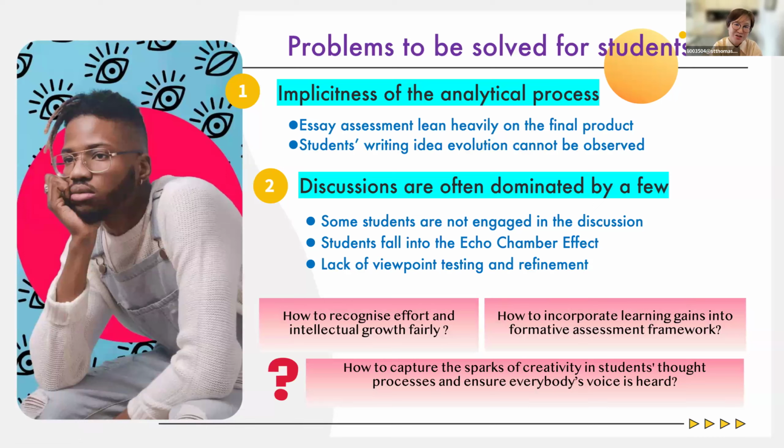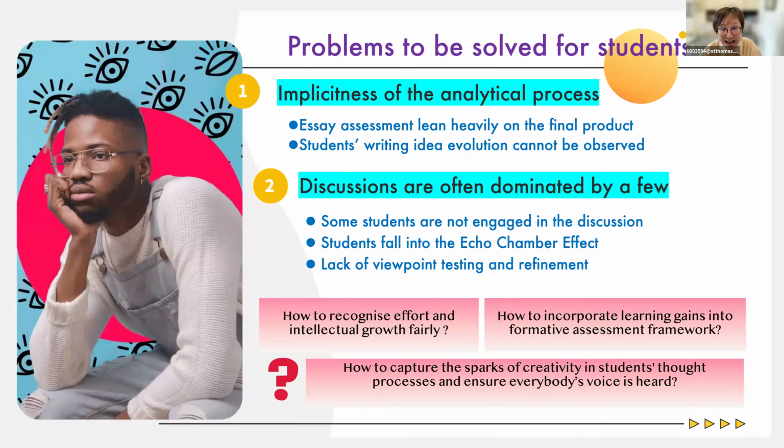If you look at the students on the left, this is an expression I see in many literature classes, a mix of confusion, effort, and a touch of uncertainty. They look really gets to the heart of some profound challenges that we need to solve. The first of which is the implicitness of the analytical process.